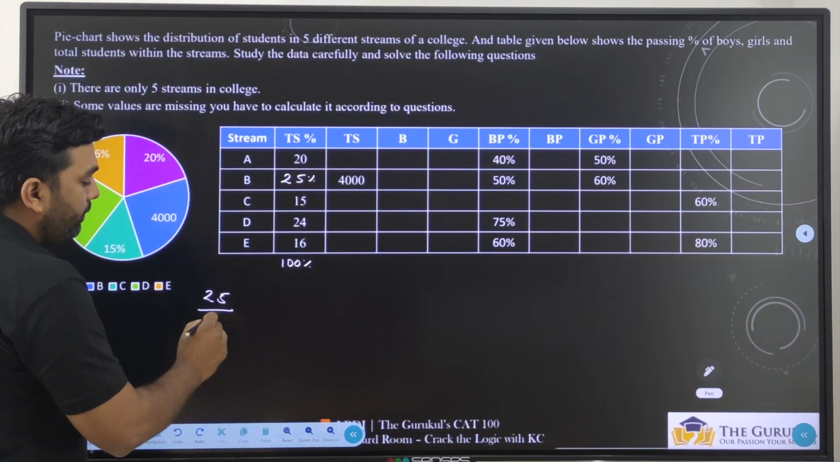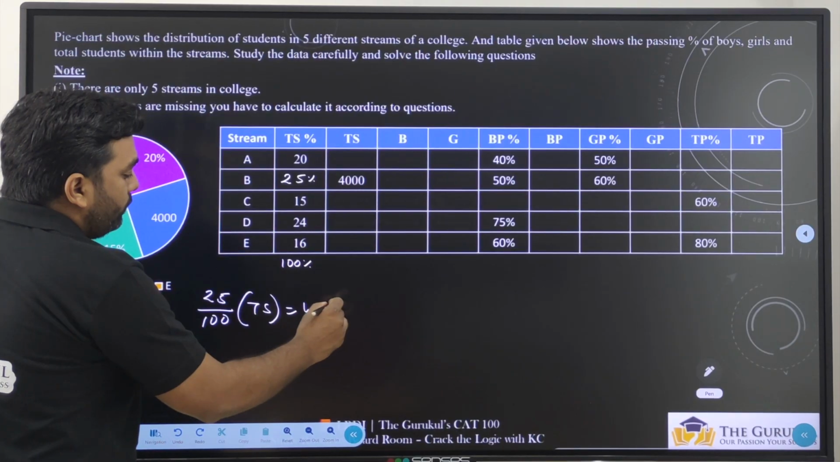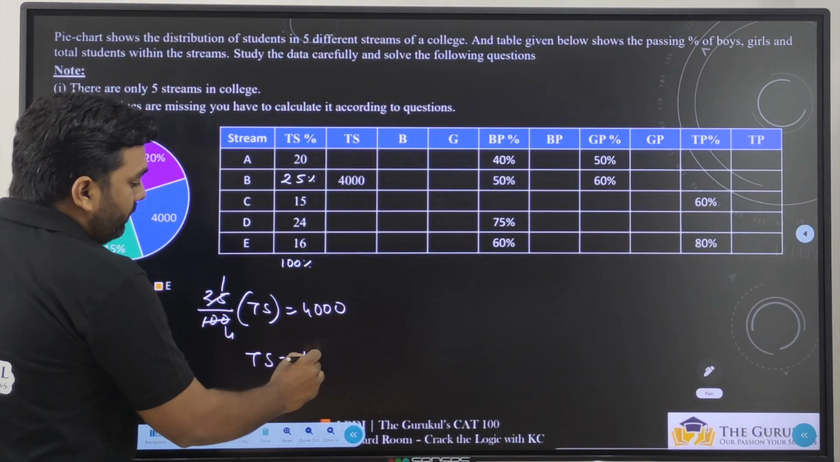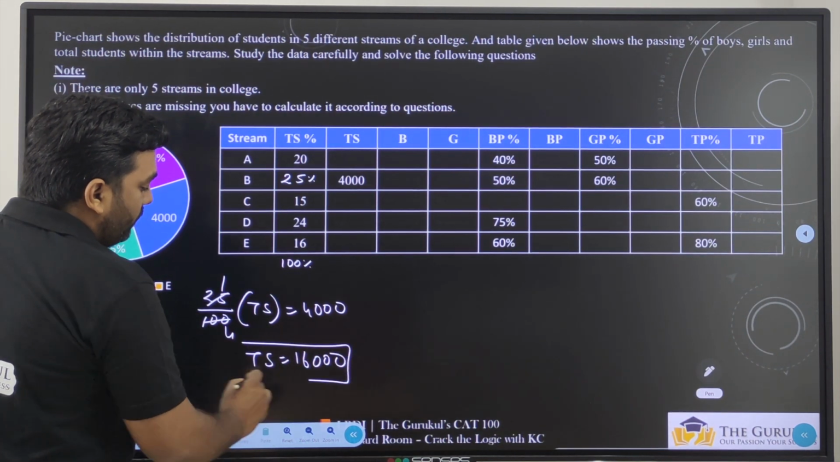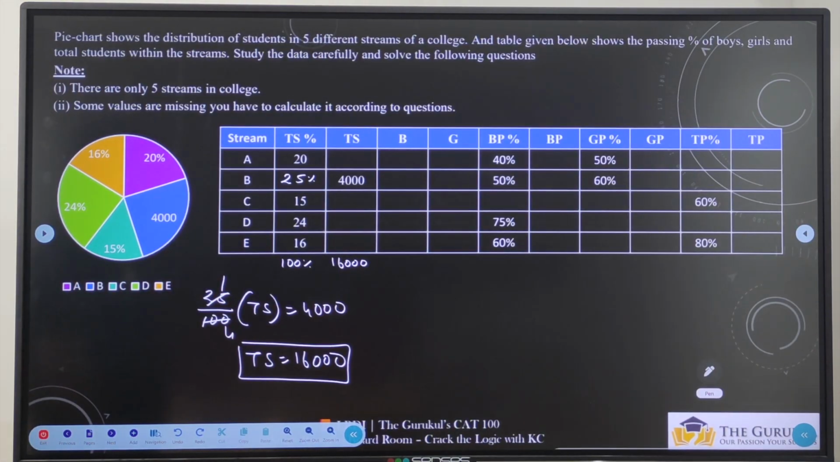So 25% of the total strength is equal to 4000. That is 1 by 4. So total strength will be equal to 16,000. That is the total strength.